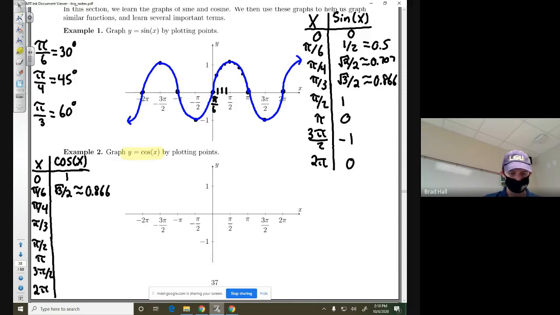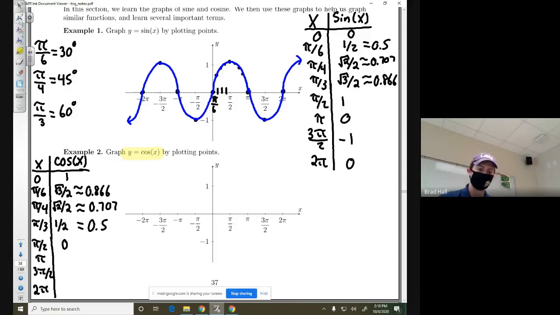Pi over 4 gives you another decimal you need to know. That's square root of 2 over 2. Pi over 3, that one's easy. That one's just a half. Pi over 2 is 0.